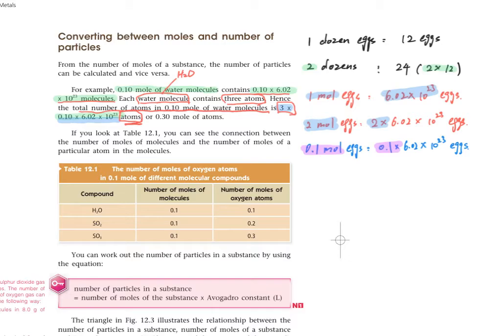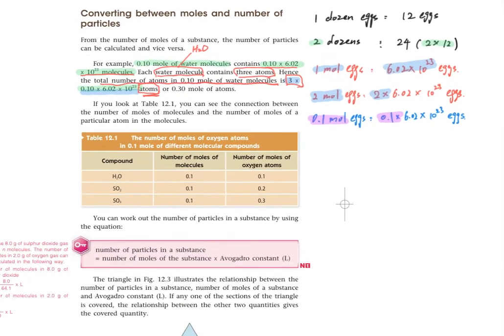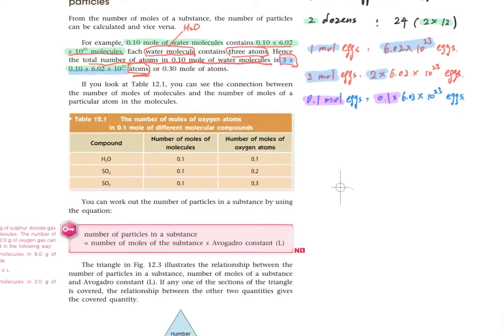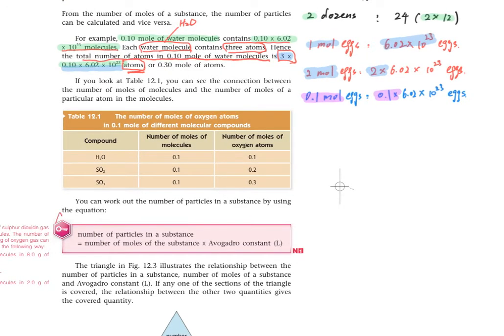Okay, so here is also an equation to represent the relationship. You can see the total number of particles in a substance is equal to the number of moles of the substance times the Avogadro constant. So for example, the total number of particles in a substance.